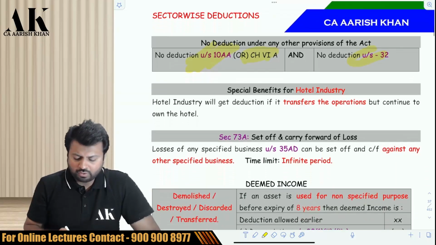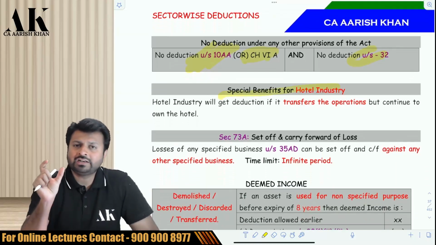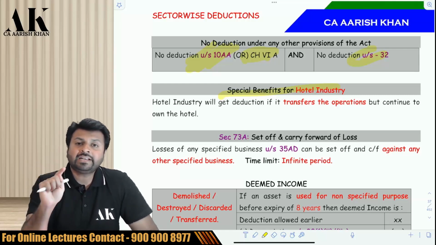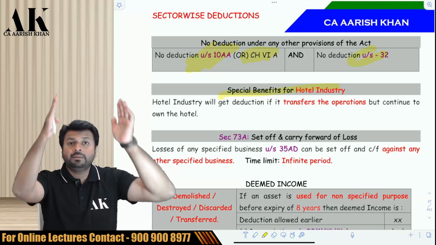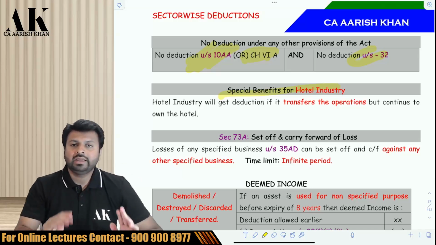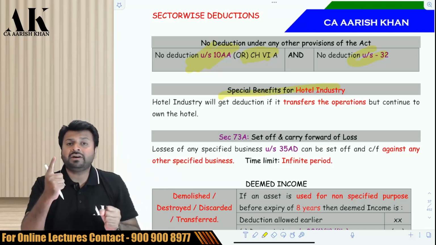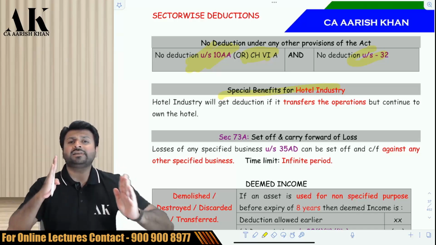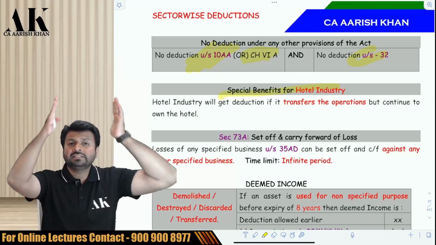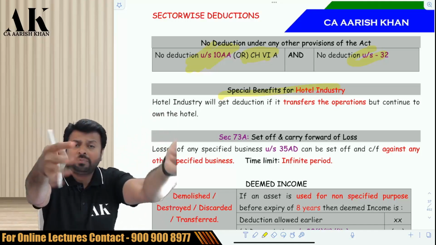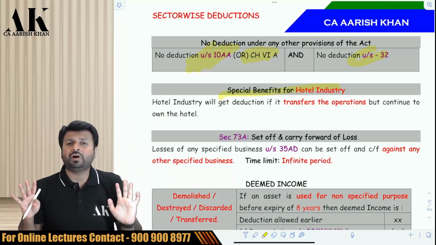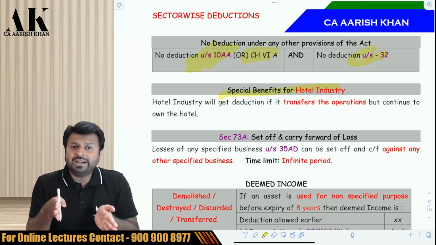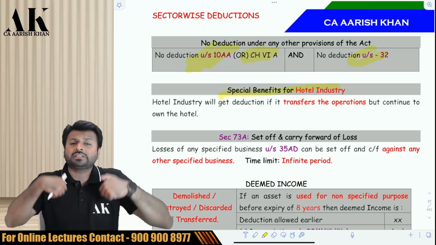Now, special benefits to the hotel industry. What is written for the hotel industry in the income tax law is that you will get the deduction if the assessee is engaged in building a hotel and then operating the hotel. It means the assessee has to build the hotel first and also operate it, then only would the assessee get the deduction. But the hotel industry runs on the concept of franchise, whereby the owner builds the hotel and gives the operations to some other person for the purpose of running that hotel. So in that case the assessee was not getting the deduction, because the assessee was building the hotel but not operating it. Operations were given to the franchise.